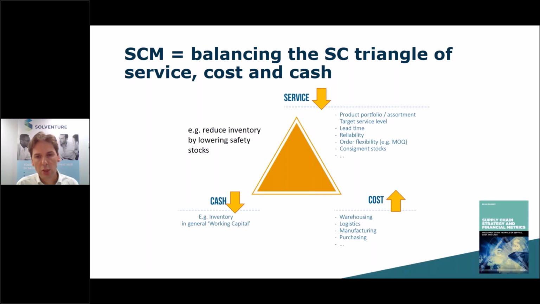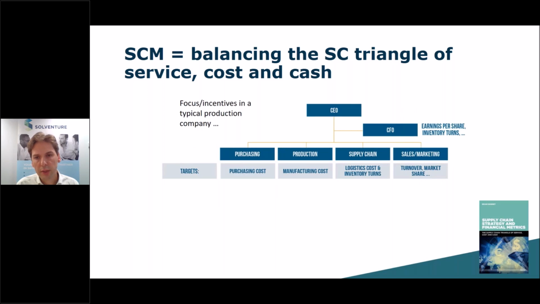So this is just a couple of examples on why we believe companies struggle with balancing this supply chain triangle. How does it come that we struggle with the balance? Well, if this is a typical organization chart, if you are responsible for sales and marketing, your first thought of the day will most probably be about market share, sales turnover, or net sales. If you are in purchasing, most probably your first thought of the day will be about the cost. How can I buy more volume while spending less money?